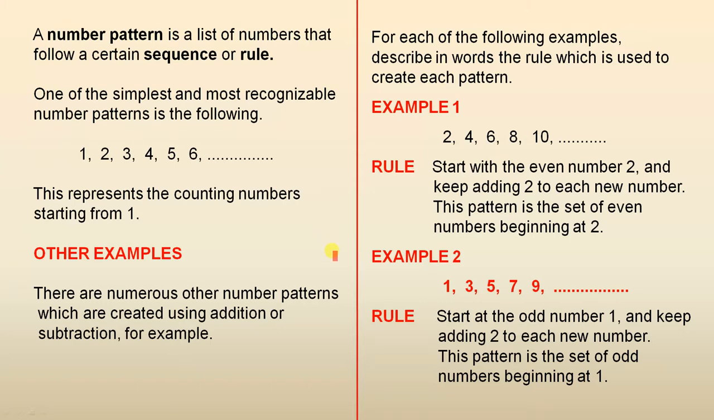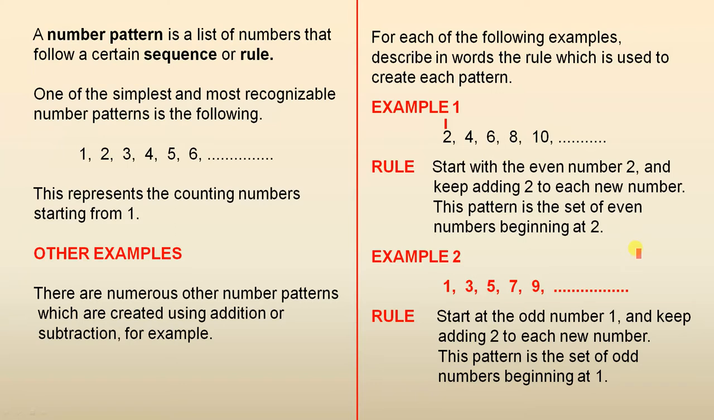Other examples: there are numerous other number patterns which are created using addition or subtraction. For each of the following examples, describe in words the rule which is used to create each pattern. Example 1: 2, 4, 6, 8, 10, and so on. The rule: start with the even number 2 and keep adding 2 to each new number. This pattern is the set of even numbers beginning at 2.